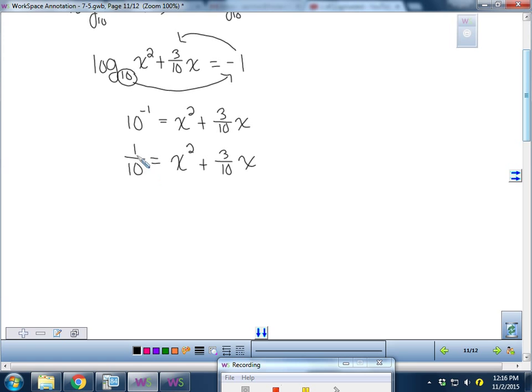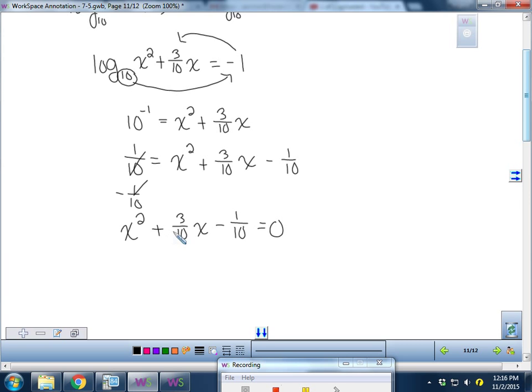So what I'm going to do is go ahead and subtract the 1/10 so that I can get everything on one side. And I know how much you guys like fractions, but this isn't really that bad, and I'm going to show you how to make it better. So I've got x squared plus 3/10 x minus 1/10 equals 0.